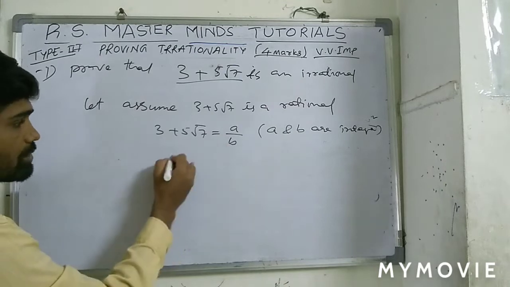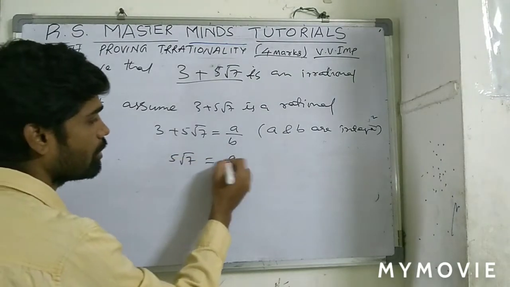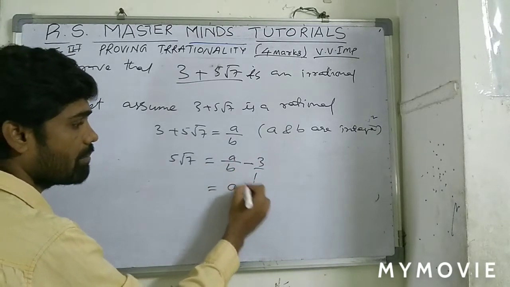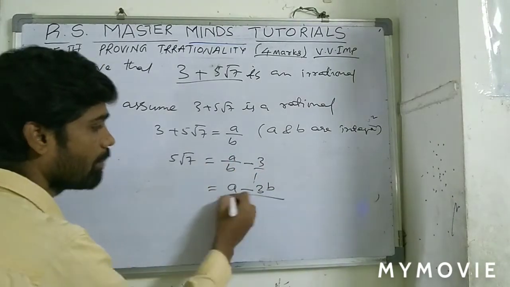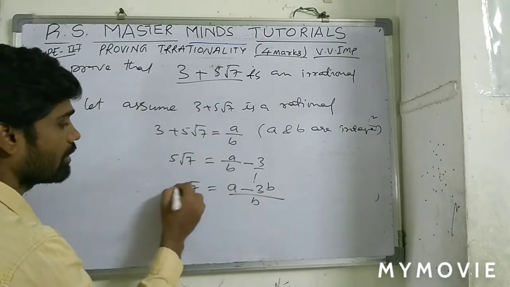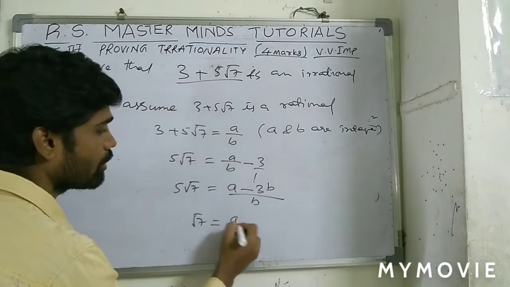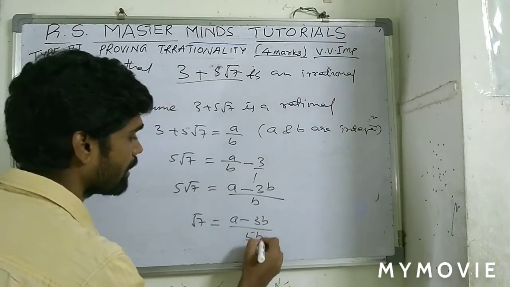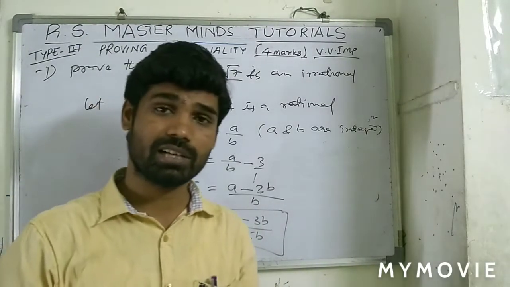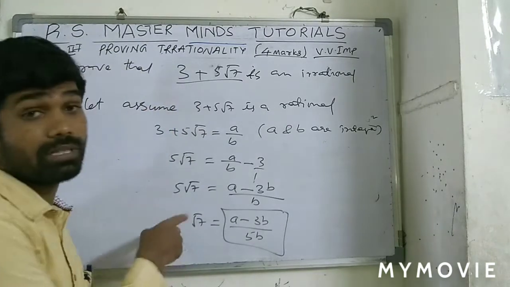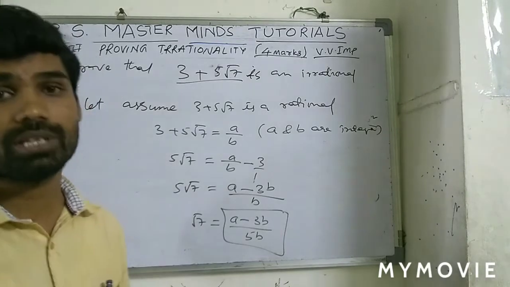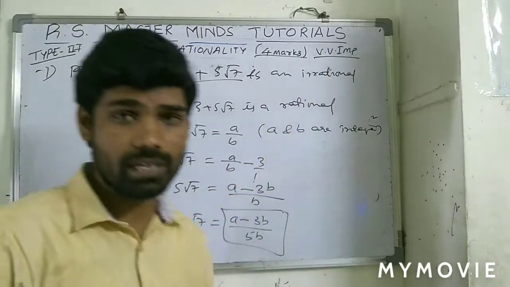So transposing the 3, 5 under root of 7 is equal to a by b minus 3. Just do the simplification here: it is a minus 3b by b. Next, 5 can be transposed here, so under root of 7 is equal to a minus 3b by 5b. Same step we have, right? a minus 3b by 5b is rational. Then when it is rational, automatically under root of 7 is also rational. We know very well under root of 7 is not a rational number. So our assumption is wrong. Then what is correct? It is an irrational number.